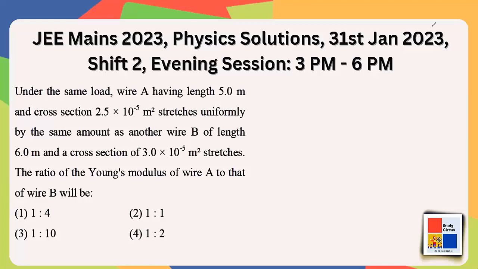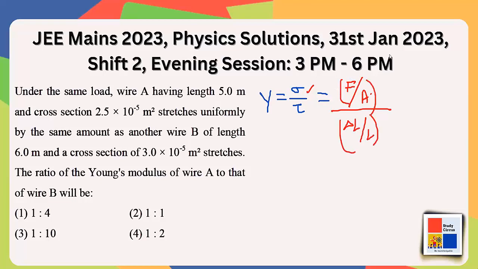So you have to find the ratio of the Young's modulus of the two wires. Basically we have to use the formula that Young's modulus is the property of the material, and this is given by stress upon strain of the material. And what is stress? The stress, sigma, is F upon A, right? And strain is delta L upon L. So this is the formula that you have to use.